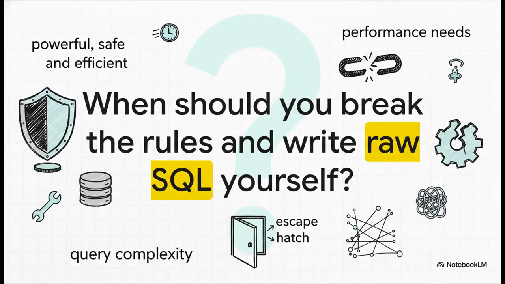Which brings us to a final interesting thought. The Django ORM is powerful, it's safe, it's incredibly efficient for almost everything you'll ever need to do, but it's not a silver bullet. So the question I want to leave you with is, with all this incredible power, when do you hit the limits? When does a problem get so complex or the performance needs so extreme that you have to use the escape hatch and write raw SQL yourself?